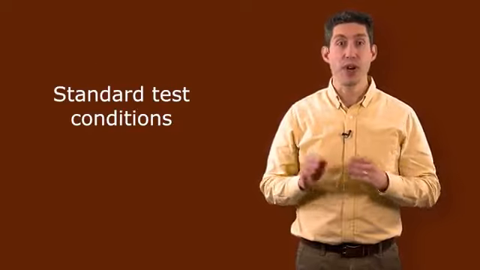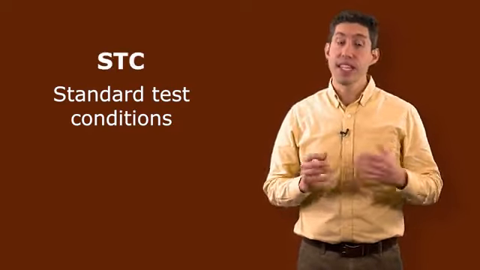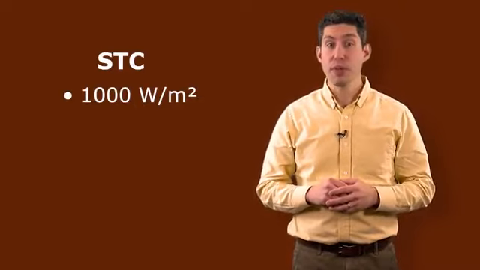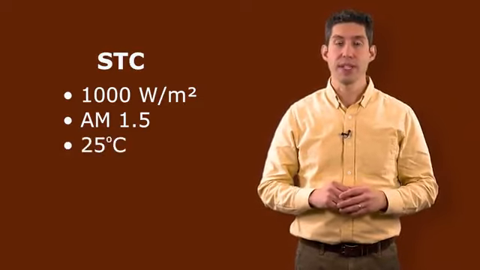We'll review those now. One of the test conditions that we've discussed before is known as standard test conditions, or STC. Standard test conditions are defined as an irradiance of 1,000 watts per square meter and an air mass of 1.5 with a module cell temperature of 25 degrees Celsius.